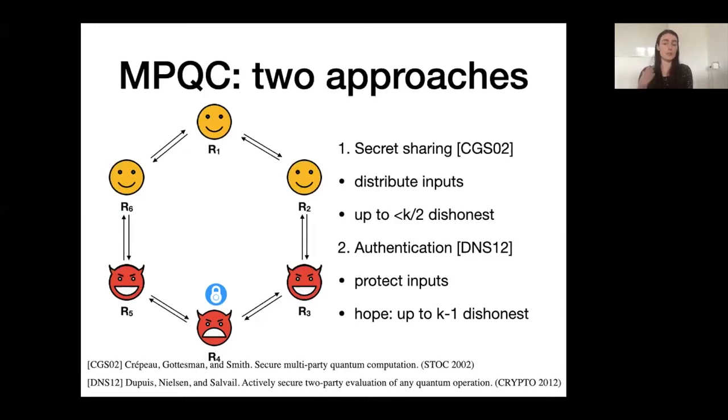This idea was originally proposed in a 2-player setting where they could tolerate up to 1 out of 2 dishonest players. So for k = 2, at least the security seems to hold. But now the goal is to expand this to a protocol for a general k, which we do in this work.